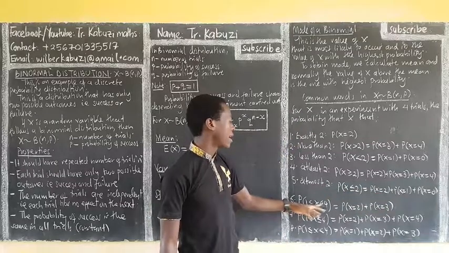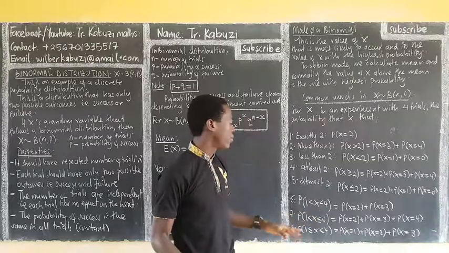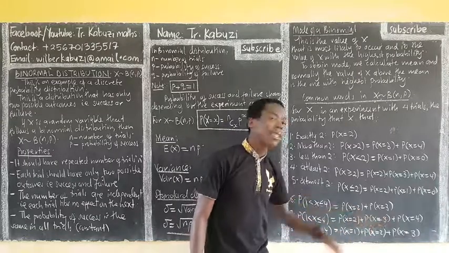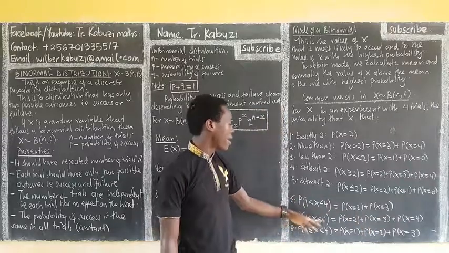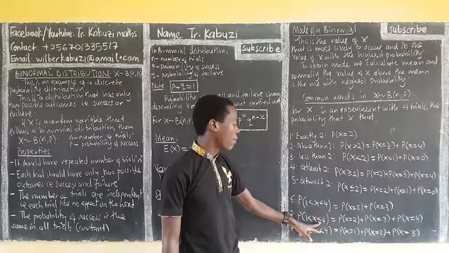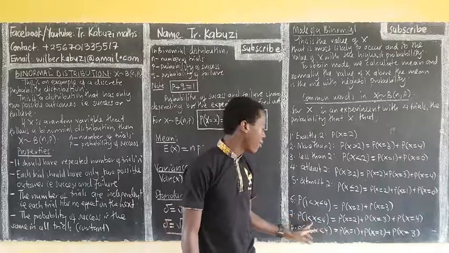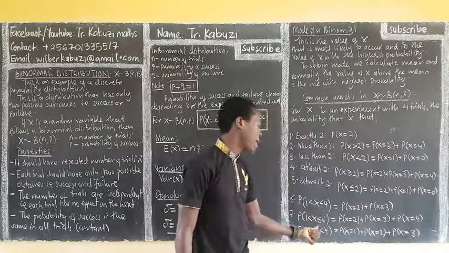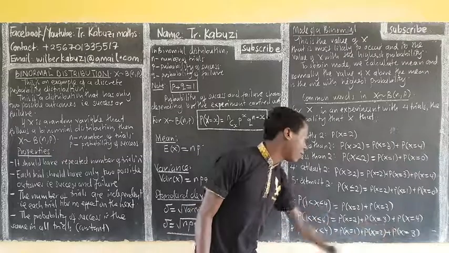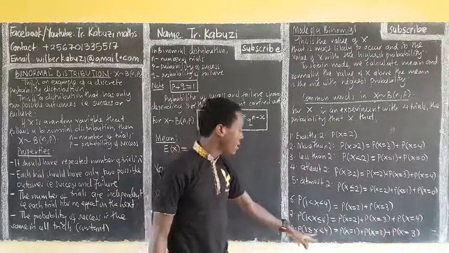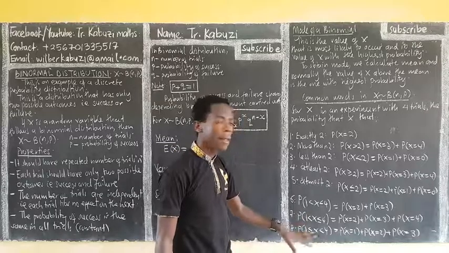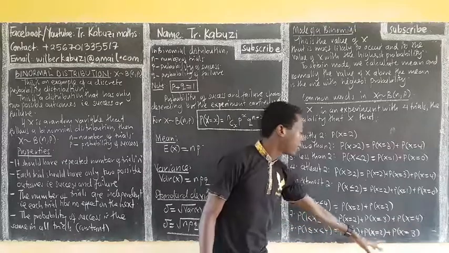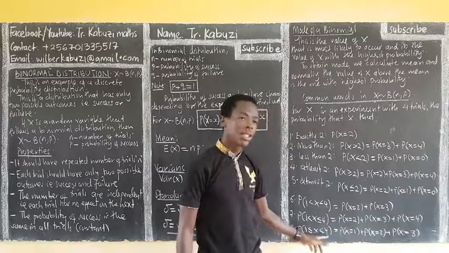X greater than 1 but less than 4 means the values in between. Greater than 1, we have 2, 3, but less than 4, that's why we are stopping at 3. Greater than 1 but less or equal to 4: now this one, we want this value of 4. Greater than 1, we have 2, 3, but it should be less or equal to 4, that's why we are including 4. Then this one is telling us greater or equal to 1 but less than 4. Greater or equal to 1 starts from 1, 2, 3. We are not including the 4 because it should be less than 4.